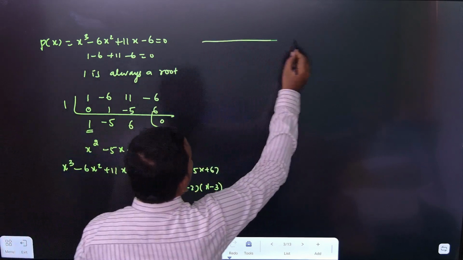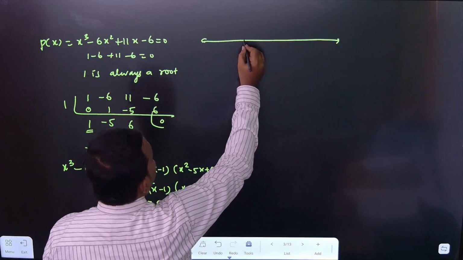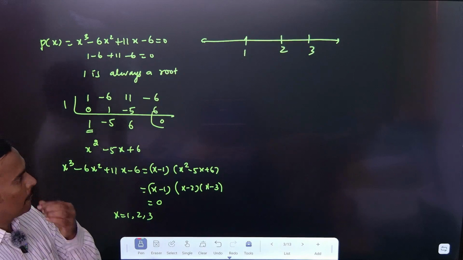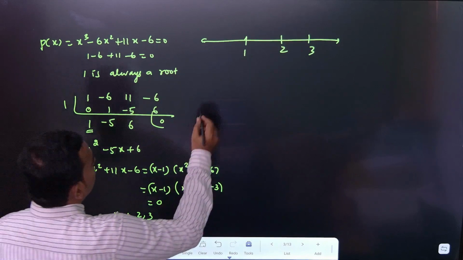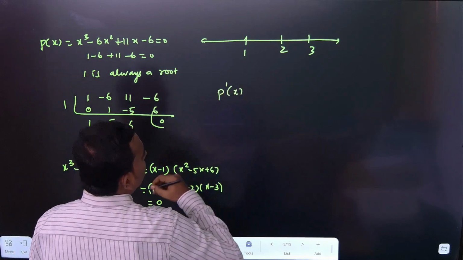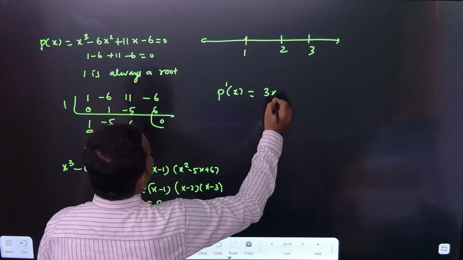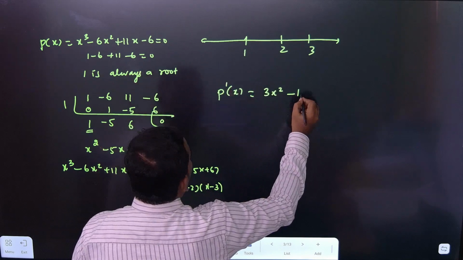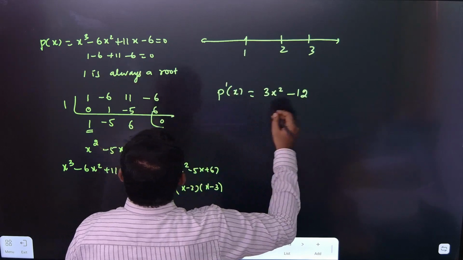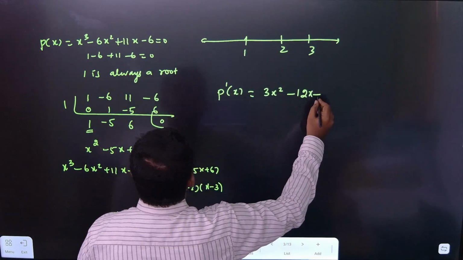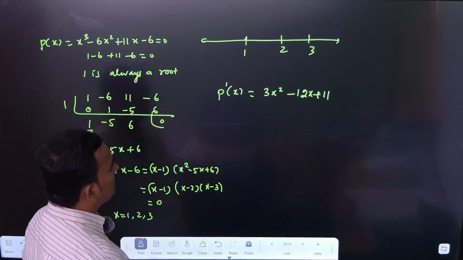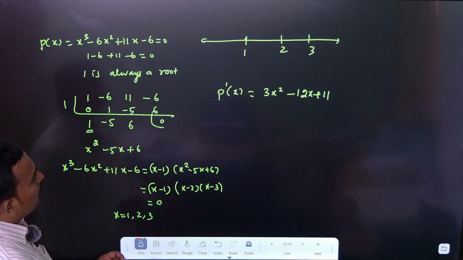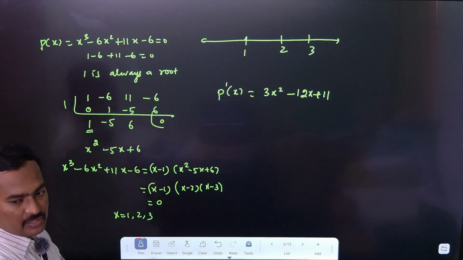Then you can see here 1, 2 and 3 on the x-axis. You can differentiate this function using the first derivative. What will we get? 3x square minus 12x plus 11, right? You can see, student, this is your p dash of x, that is the first derivative.